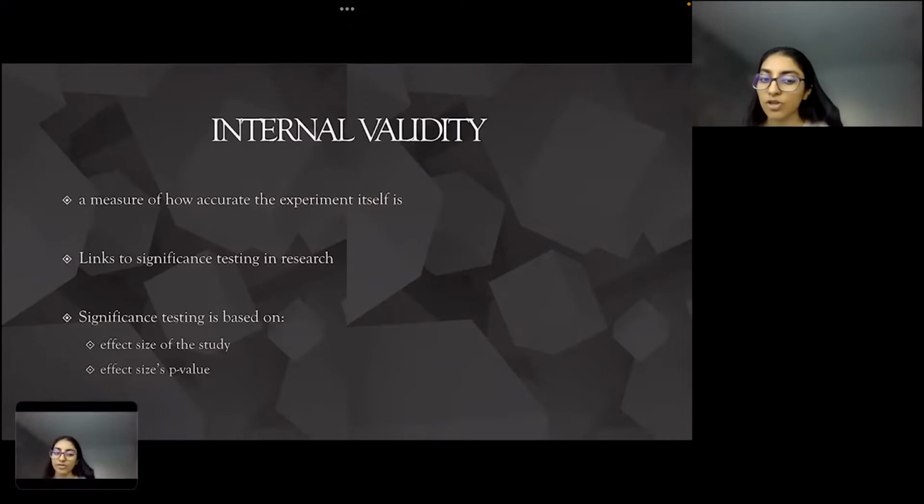And so the smaller the p-value, the more unlikely it is that the result was due to random chance, if that goes against the null hypothesis. Okay, so next slide.